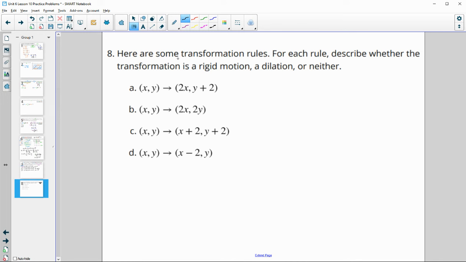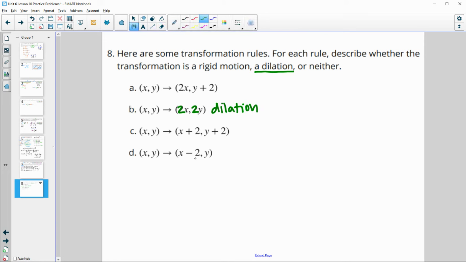And then number 8 asks about transformation rules. So for each rule, describe whether the transformation is rigid, a dilation, or neither. So dilations are when you have multiplication by the same number. So let's take a look for multiplication. So we see multiplication here, but it's not multiplied to both. Here we see that we're multiplying by 2 to both. So this one is going to be a dilation. And I guess I don't need to circle it. It's not multiple choice, but this one's a dilation.